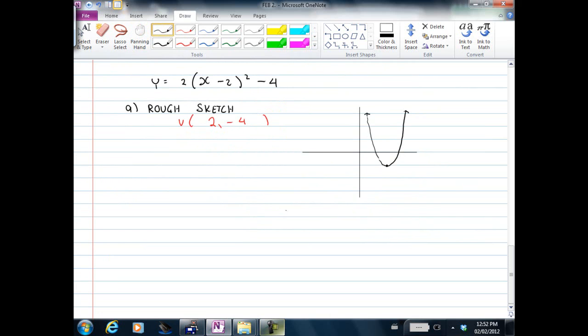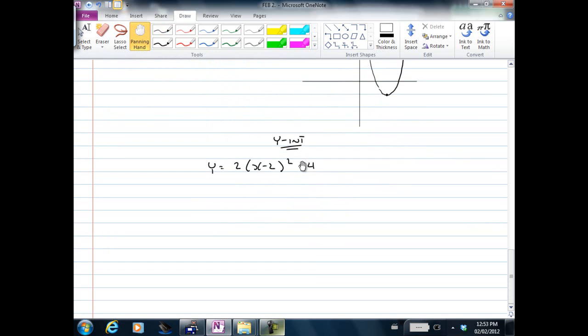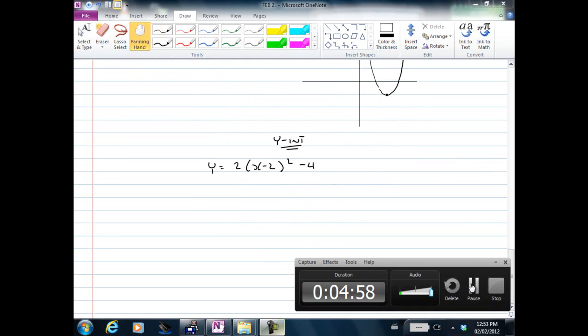We'll start off with the y-intercept first. It's the easiest one. So write your equation again. y equals 2(x - 2)² - 4. Guys, if it's a y-intercept, x must be a certain number. Sub it in and solve for y for me, please. I'm going to pause it and let you have some fun on your own.